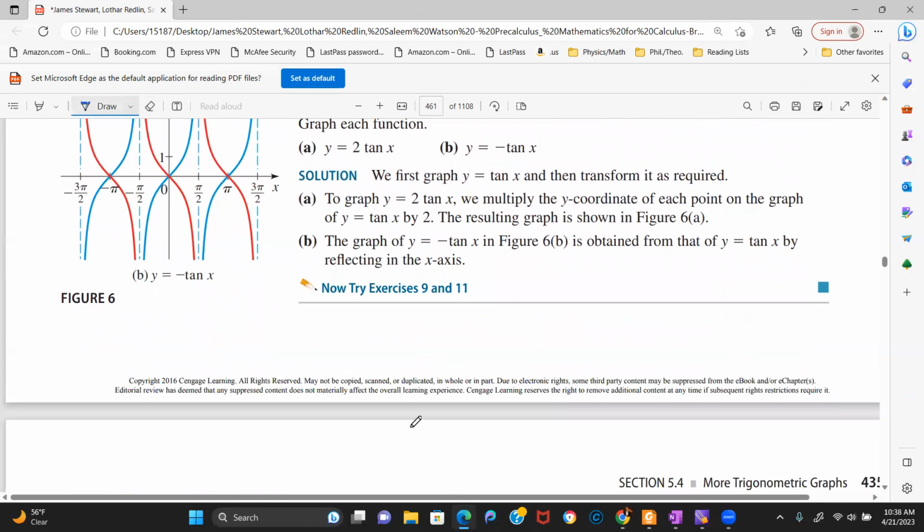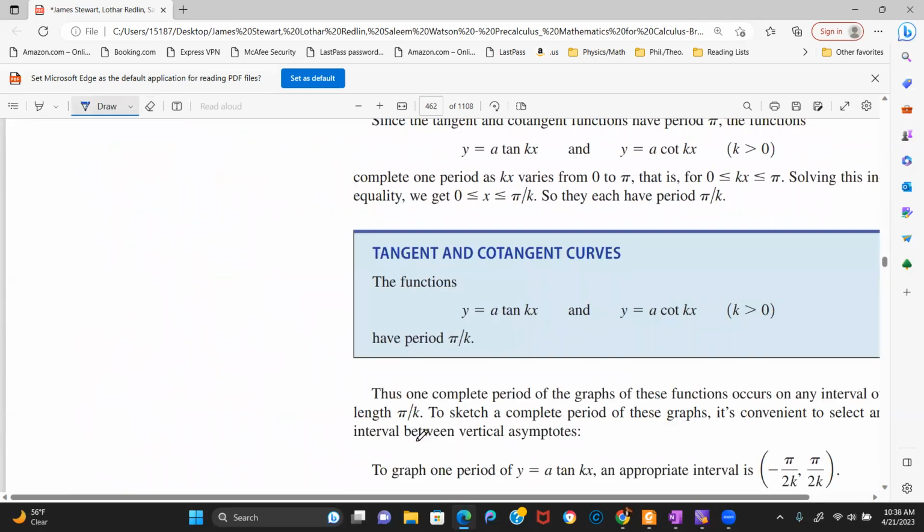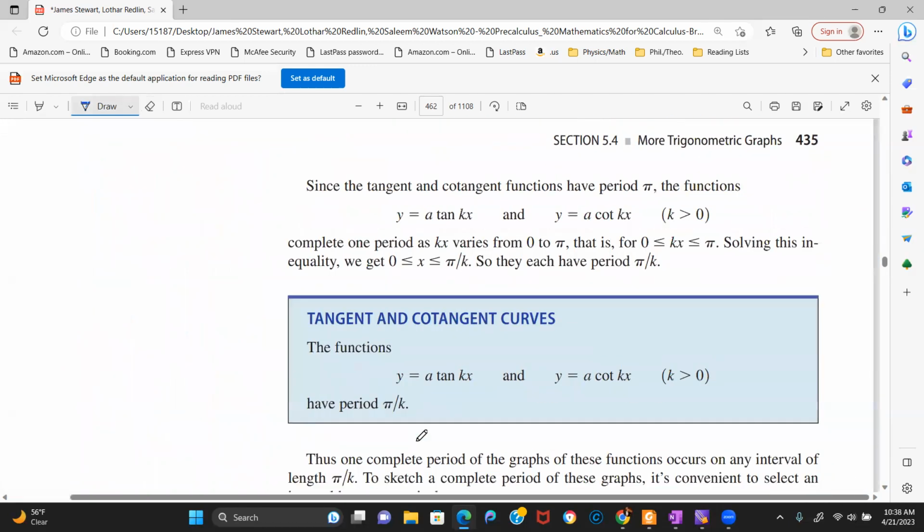And let's see what else. Oh, so now you want to talk about general cotangent and tangent curves. So you have this A factor, that's the amplitude. The K factor is going to change the frequency or the period. The period and frequency are pretty related though.